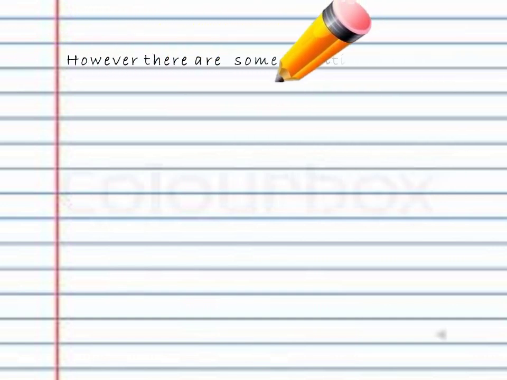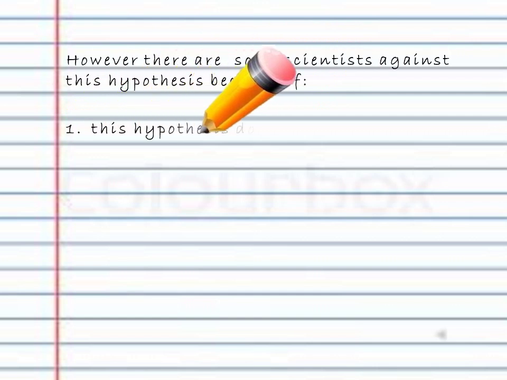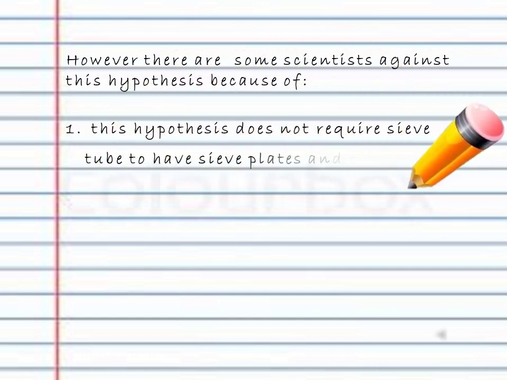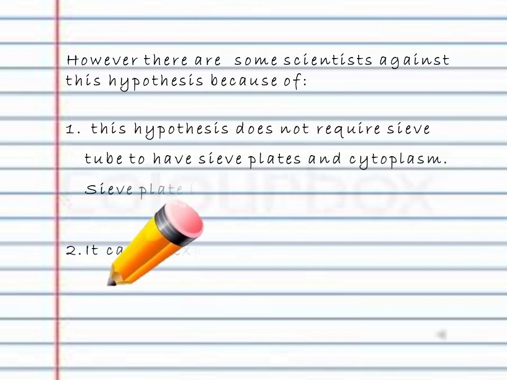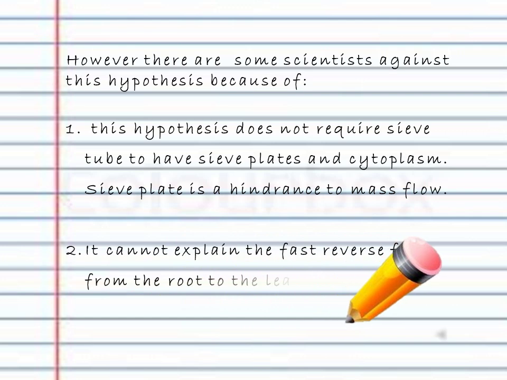However, there are some scientists against this hypothesis because this hypothesis does not require a sieve tube to have sieve plates and cytoplasm. Sieve plate is a hindrance to mass flow. It cannot explain the fast reverse flow from the root to the leaves.